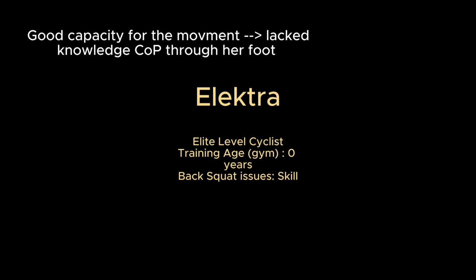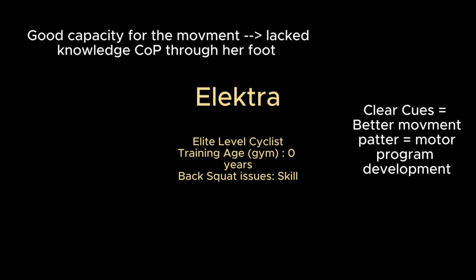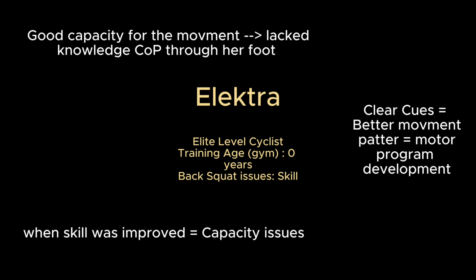Initially, her movement pattern showed good capacity, but lacked the understanding of proper weight distribution through her feet. Clear cues helped her to develop the motor program required for a more optimal squat pattern. This, however, highlighted a capacity issue, displaying the dynamic interplay between skills and capacity.